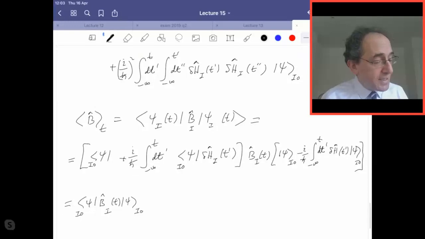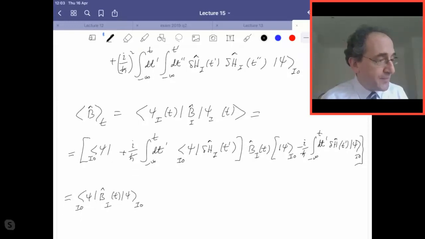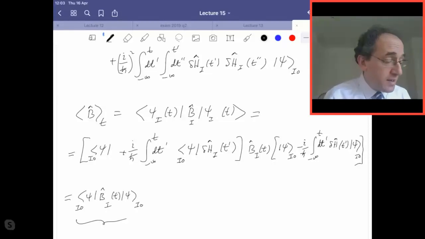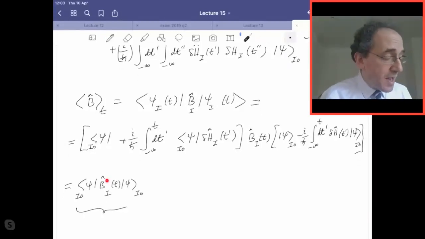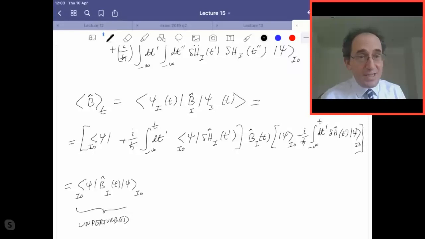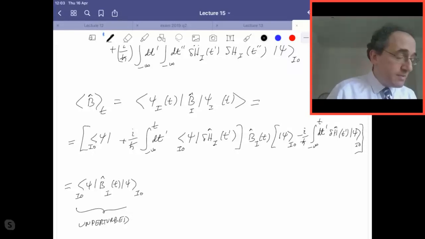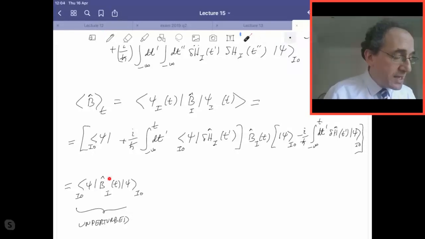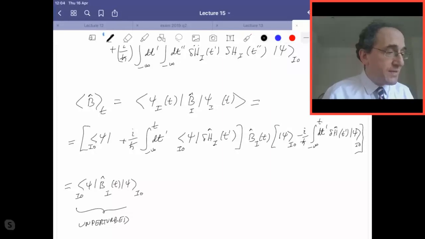And this leading term is what the operator B would do in the absence of any perturbation. So this is the unperturbed, which should be the leading term. It has no powers of delta H. So if you set delta H to zero, this is what the B hat would do as a function of time in the absence of this perturbation.